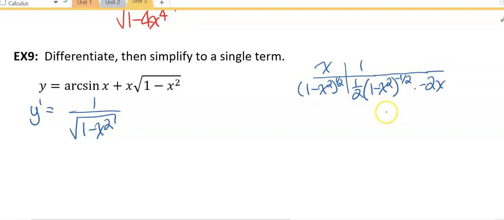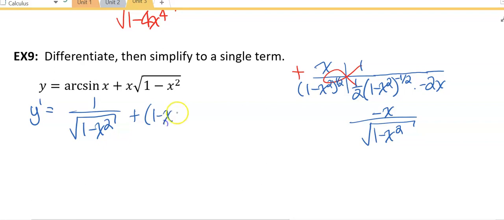This can be tidied up to be negative x over, so the 2's will divide out, square root of 1 minus x squared. That's the square root. So that gives me, remember we multiply and add, so we're going to have plus, actually, let's write it as the square root of 1 minus x squared, plus negative x squared over the square root of 1 minus x squared.